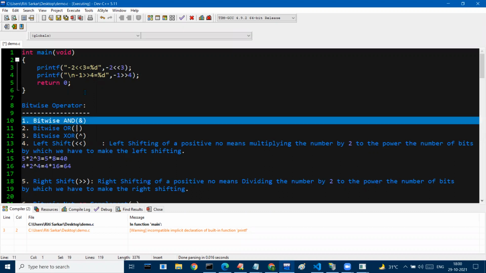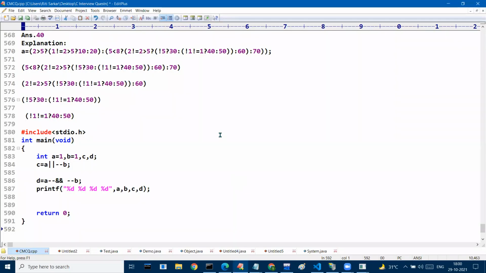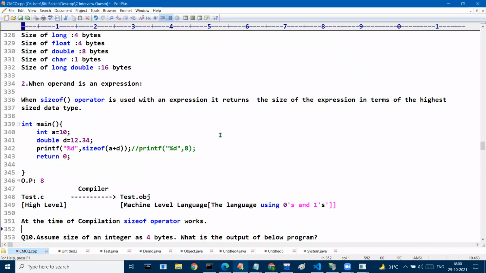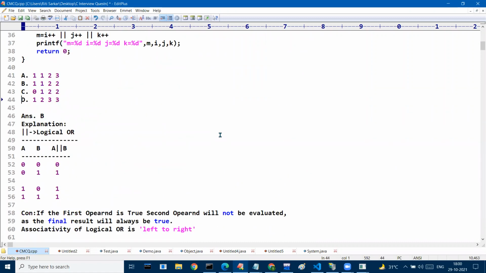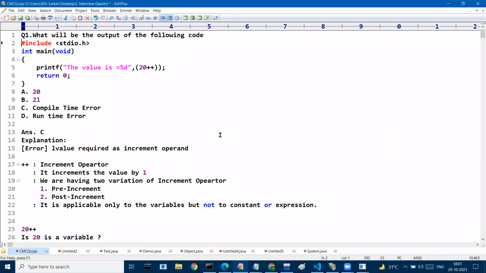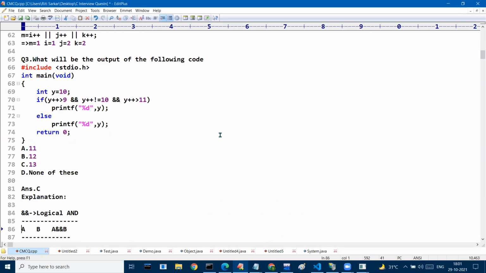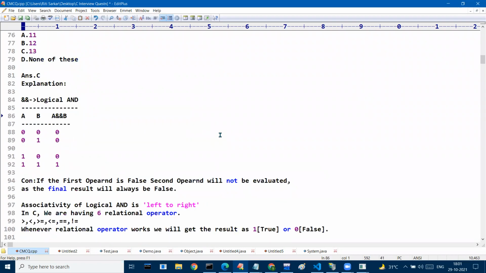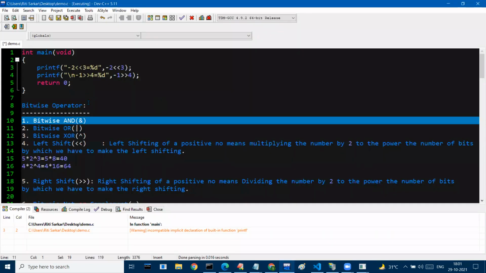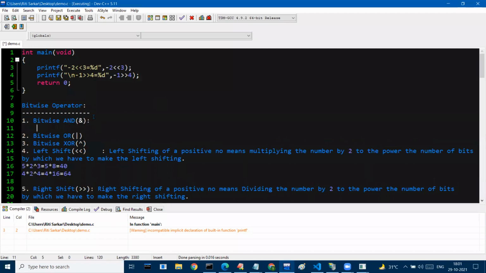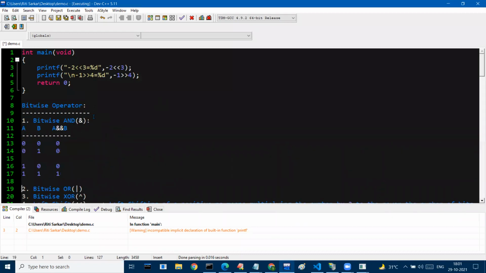Bitwise AND follows the same logical truth table as logical AND, whatever we have learned. The only thing is that it works on bits. Bitwise AND works on bits, while logical AND works on that particular number. Other than that, the truth tables are the same.